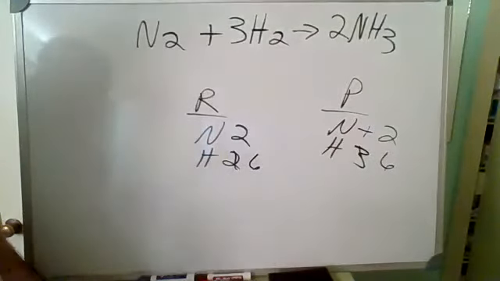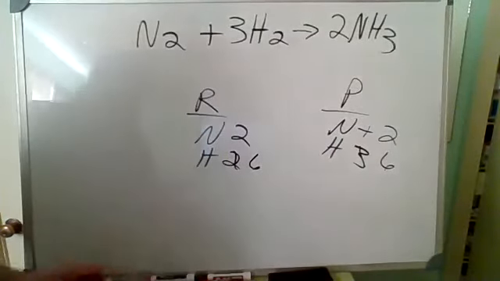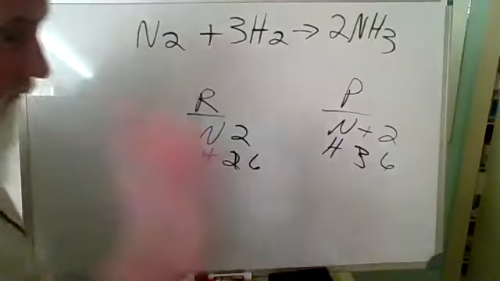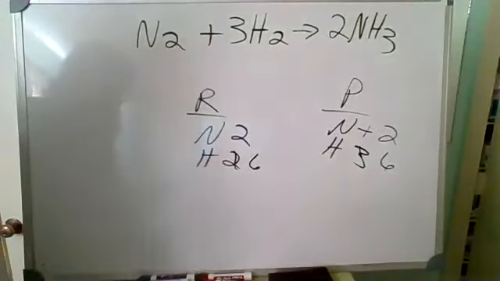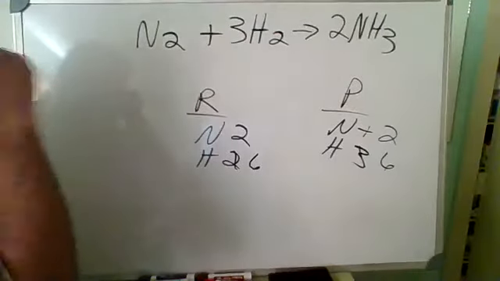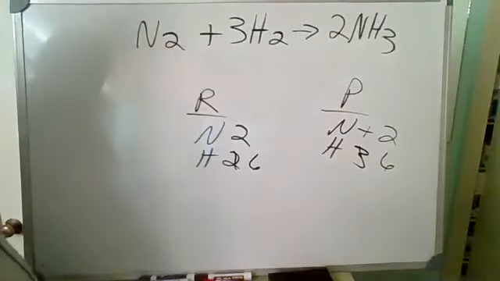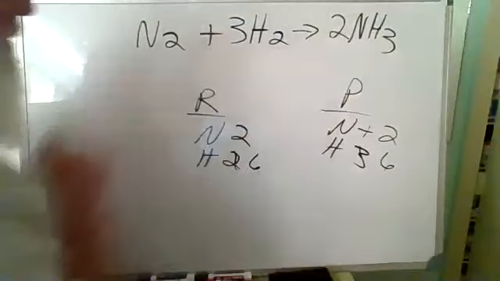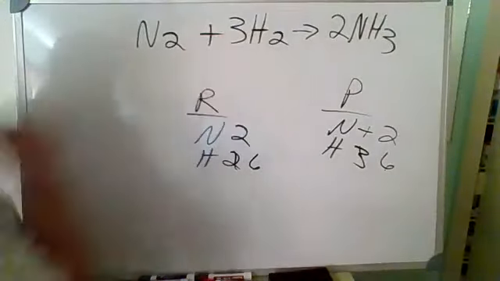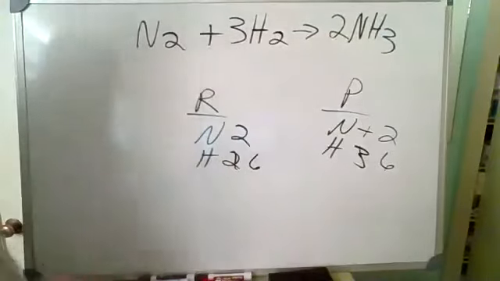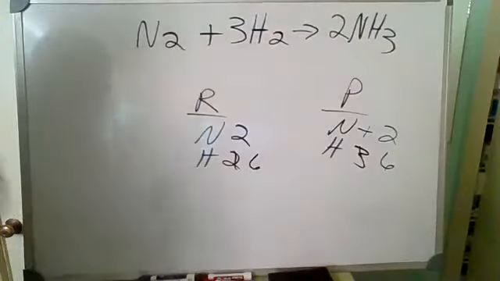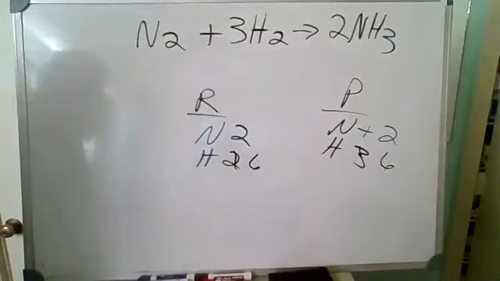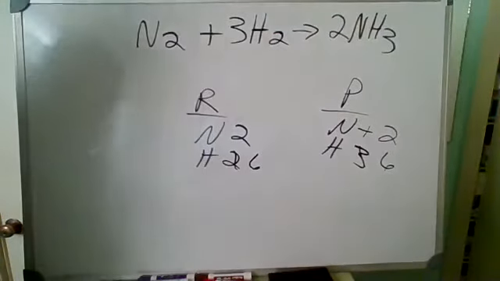And you will make mistakes. So it's always good to spend a few more seconds. This is a trivial one, but some of them get quite a bit more complicated. Just spend a few seconds to double check what you've done. 1 times 2 is 2 nitrogens, 2 times 1 is 2 nitrogens. 3 times 2 is 6 hydrogens, 2 times 3 is 6 hydrogens. Now we're done. We have checked it. Any questions here?